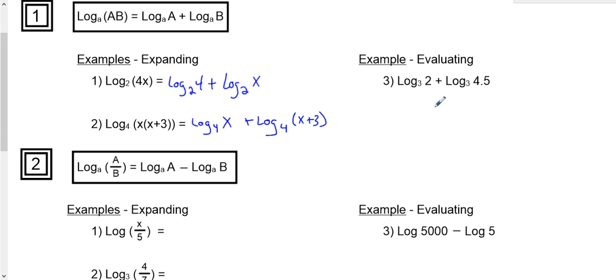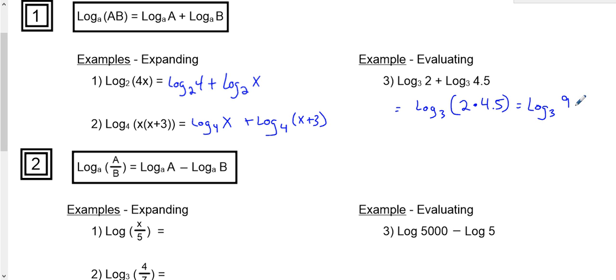Okay, let's look at the evaluating. So I have log base 3 of 2 plus log base 3 of 4.5. So here I'm starting with 2 logarithmic expressions added together, and I'm going to put this into one logarithmic expression as log base 3 of 2 times 4.5, which is log base 3 of 9. And now I use the definition of logarithms to evaluate this.